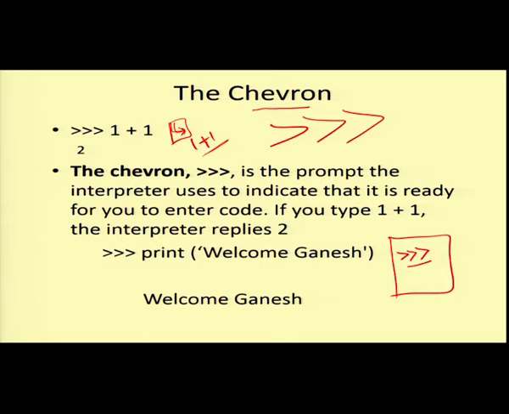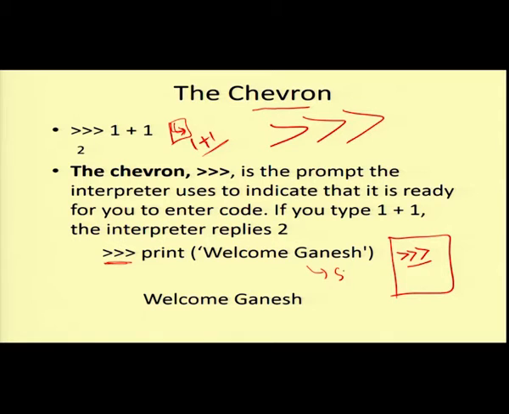Now, as a second set of code, my dear viewers, what is this prompt I said? It is called the chevron. In the chevron, if I give print within quotes as welcome Ganesh, and press enter, you will get the result as welcome Ganesh. Now, why have I given it within quotes? It is because anything and everything present within quotes is considered a string data type.